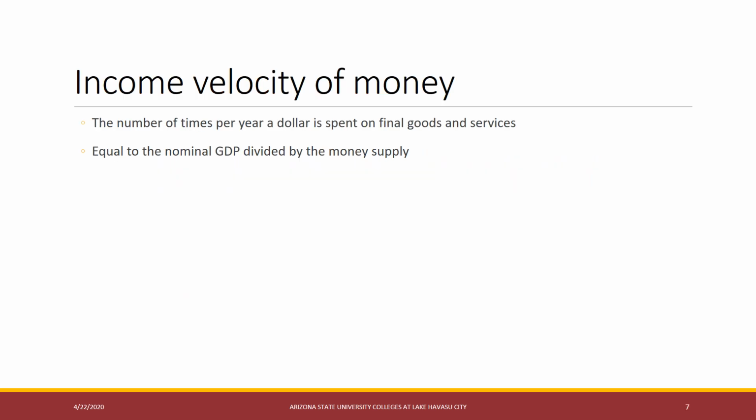The next concept is income velocity of money, and it is represented by V. It is the number of times per year a dollar is spent on the final goods and services, identically equal to the nominal GDP divided by the money supply.